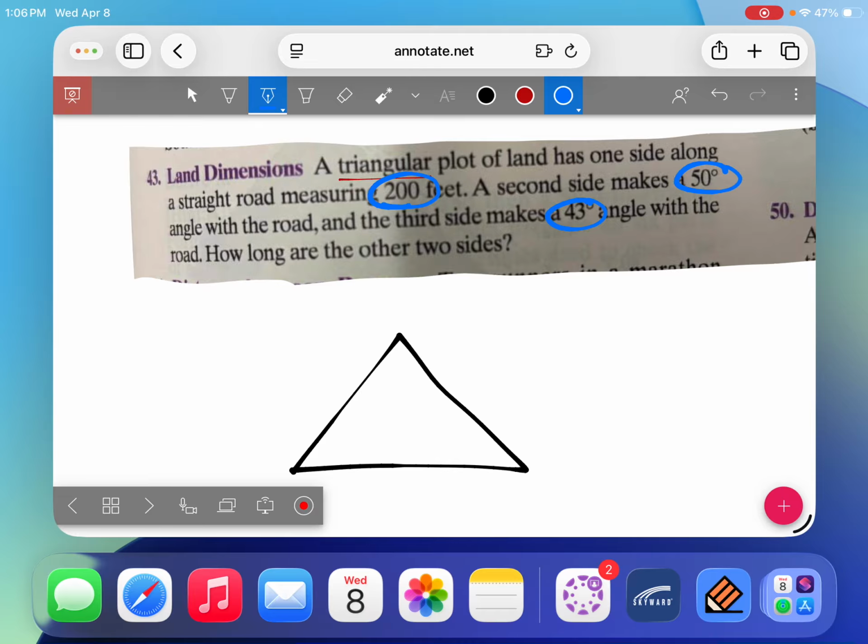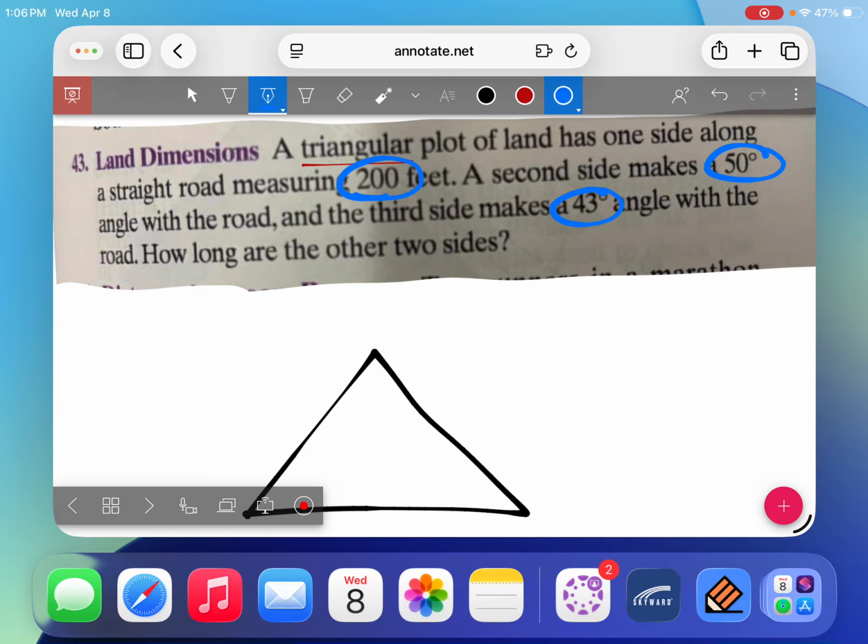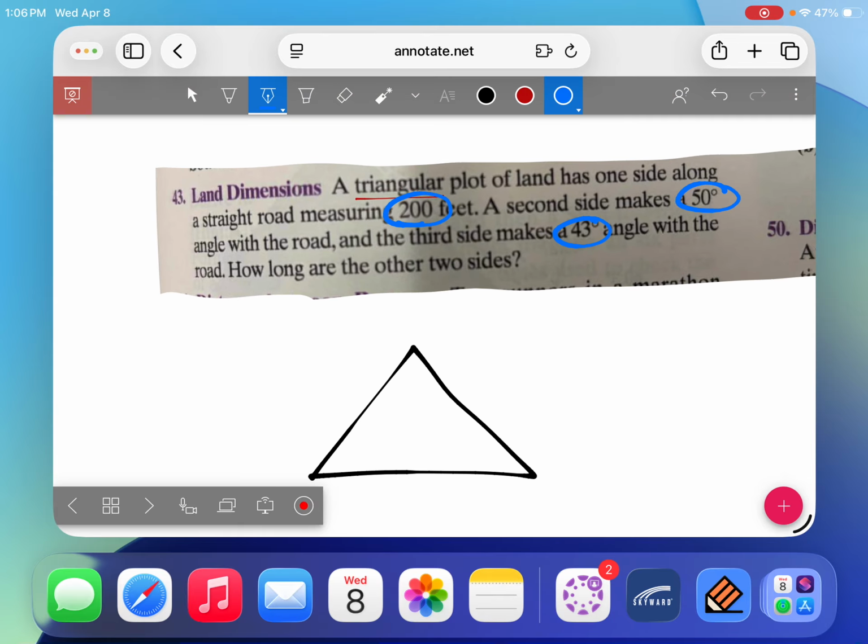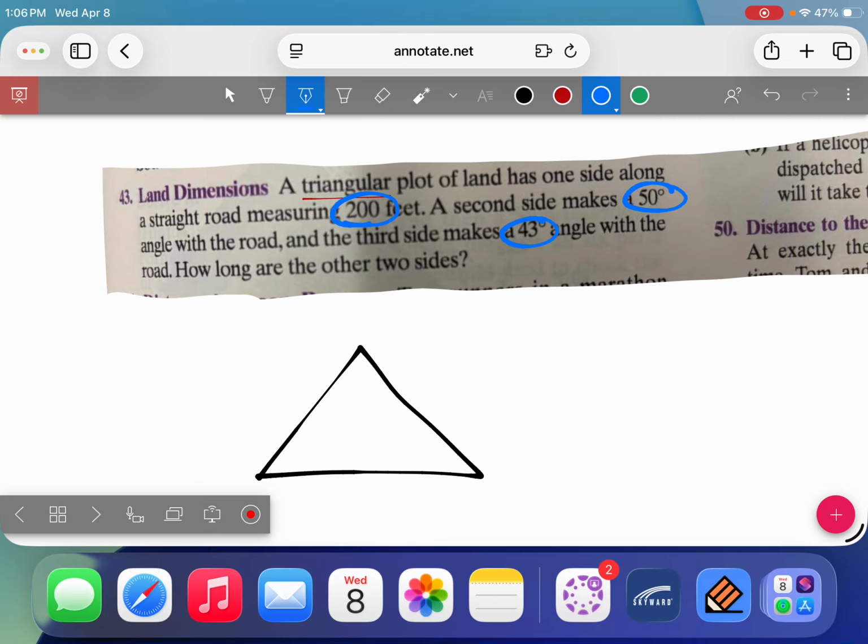I don't know why my screen did this. Let me see if I can get this to expand. Okay. I don't know what it did. Okay, so the 200 goes here. And then one side has a 50 and the one side has a 43.